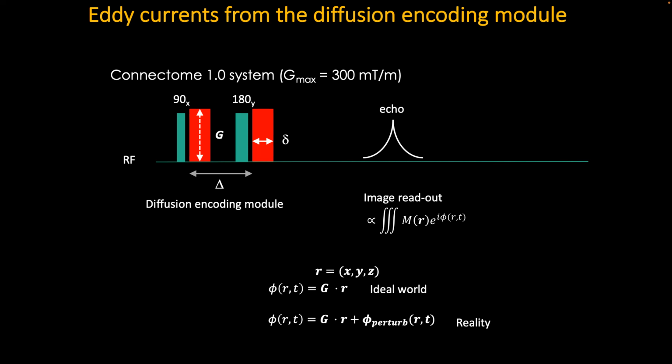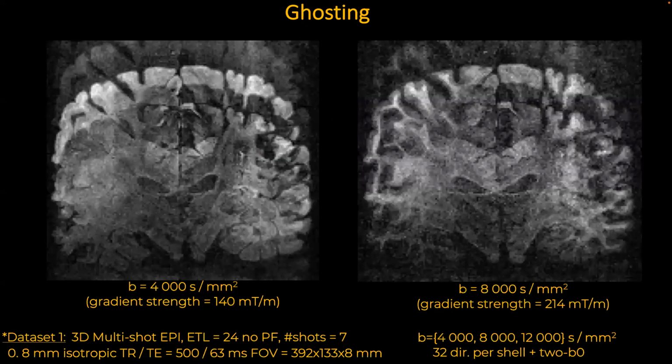system. One of the problems with these powerful scanners is that the strong gradients create eddy currents that affect the image readout, and that introduce phase perturbation in the k-space encoding, which, if it is not properly accounted for, creates extreme ghosting and distortions, which invalidates all of our analysis of diffusion MRI.